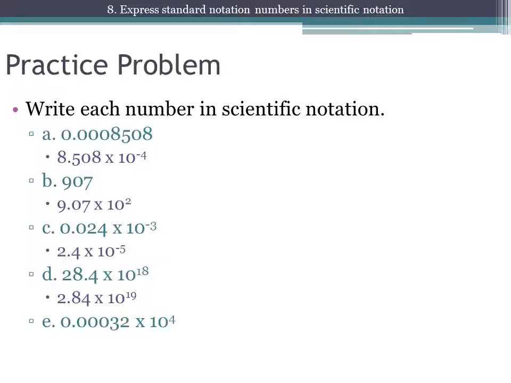0.00032 times 10 to the fourth. The decimal needs to move to the right between the 3 and the 2, so it's going to move to the right 4 places. That will make the exponent smaller by 4. So notice that would be 3.2 times 10 to the 0, or just 3.2. Anything to the 0 power is 1, so this is 3.2 times 1, or 3.2.